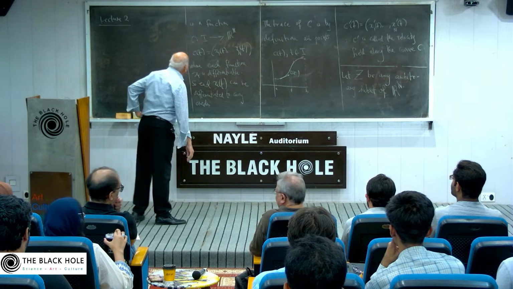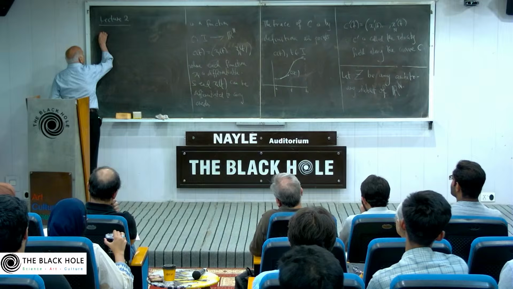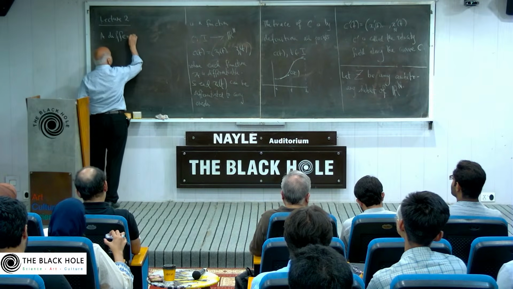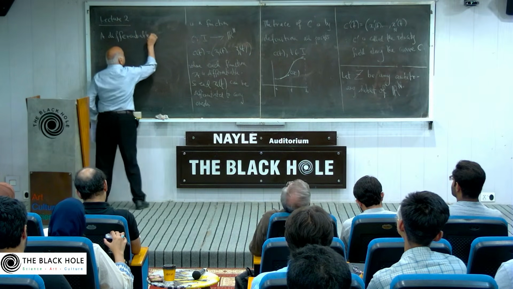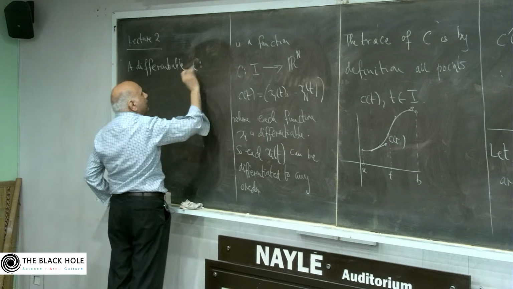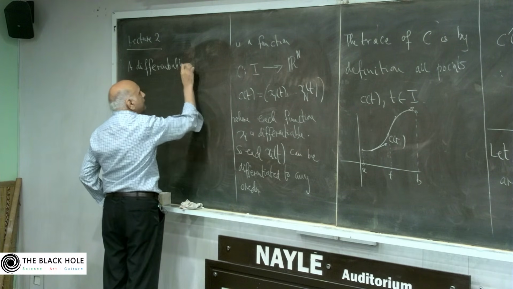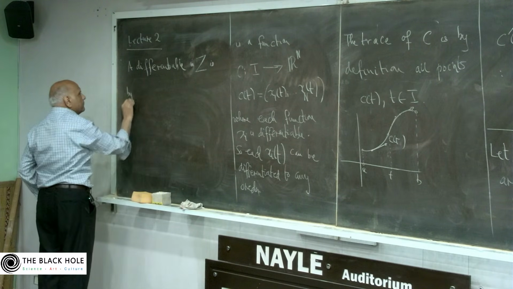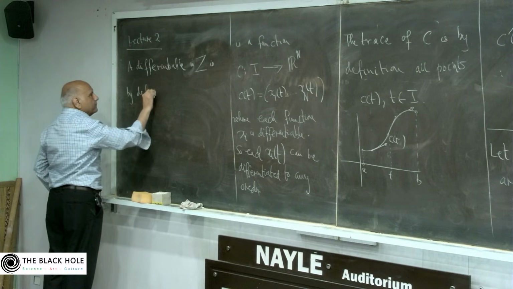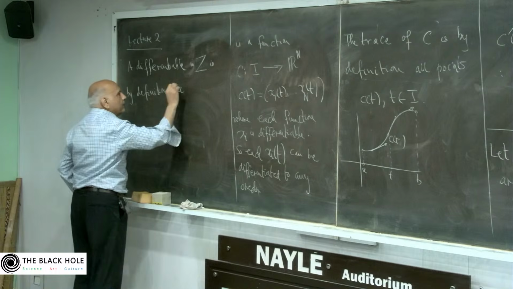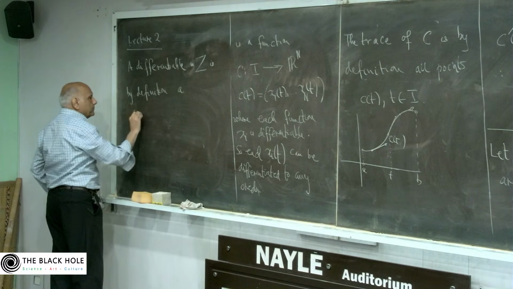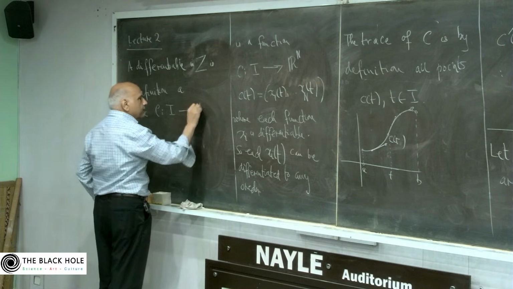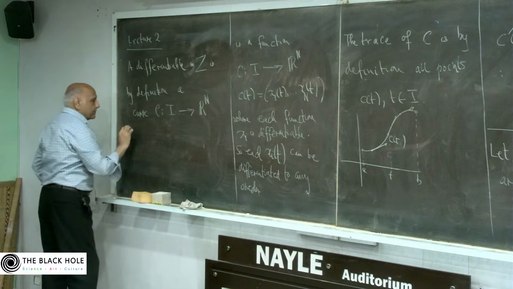A differentiable curve C in Z is, by definition, a curve C from I to Rn whose trace is in Z.